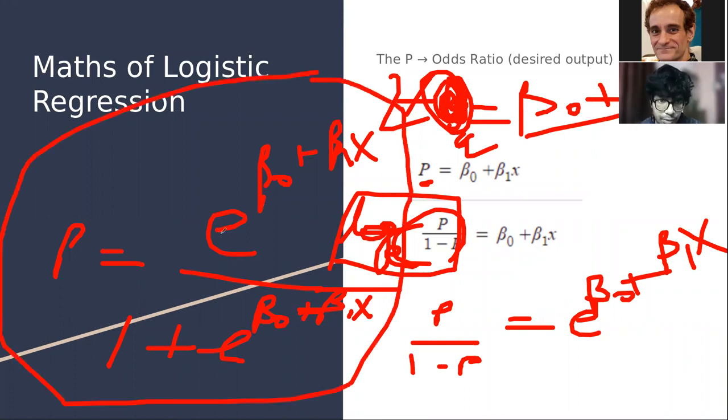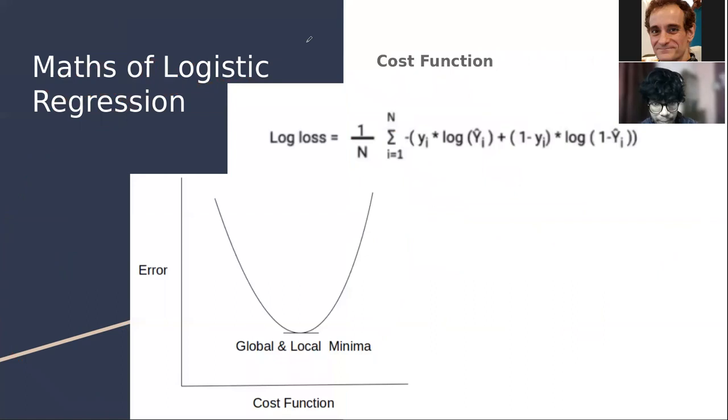If you divide by e to the power beta naught plus beta 1x in the numerator and denominator, you get the formula of 1 by 1 plus e to the power minus beta naught plus beta 1x, which is a sigmoidal function. So let's proceed to the next slide. The next factor is understanding the cost function.